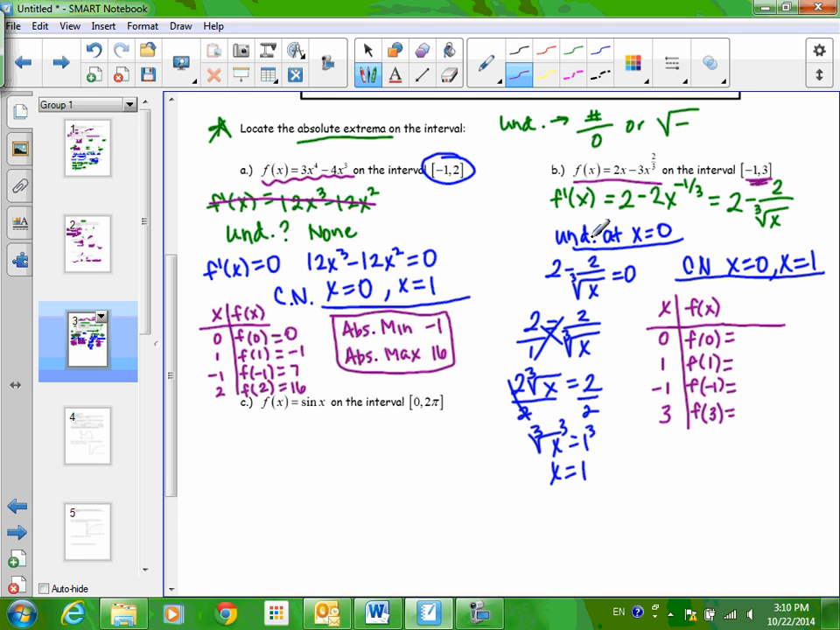Who chose 0? Y'all are either lazy or smart, or maybe a combination. What was f of 0? 0. Okay, anybody choose 1? So what's f of 1? Negative 1, because it ends up being 2 minus 3, right? Because 1 to any power is 1. What about negative 1?